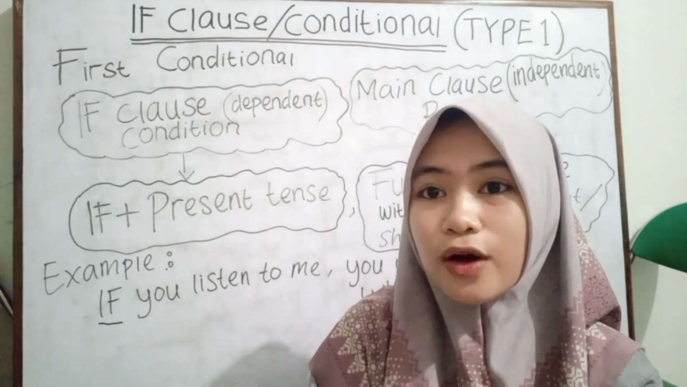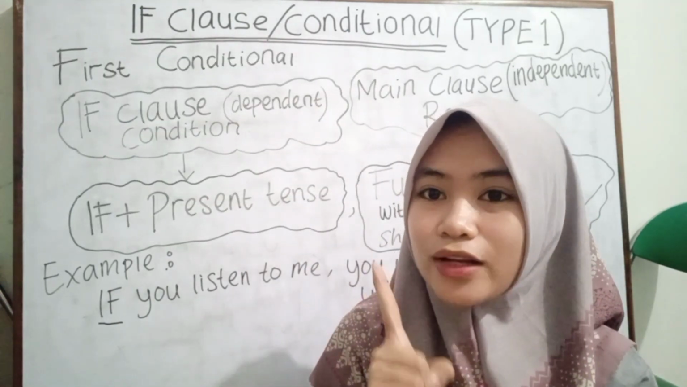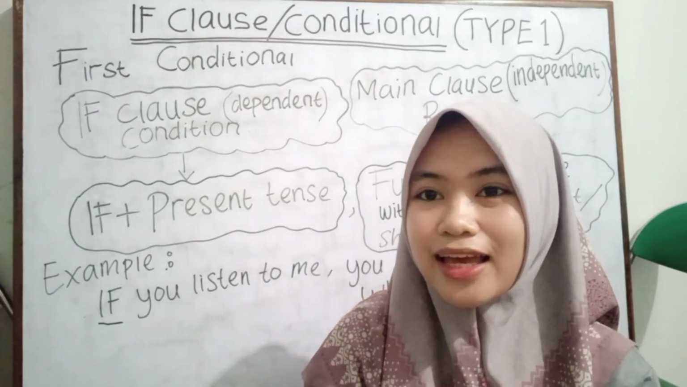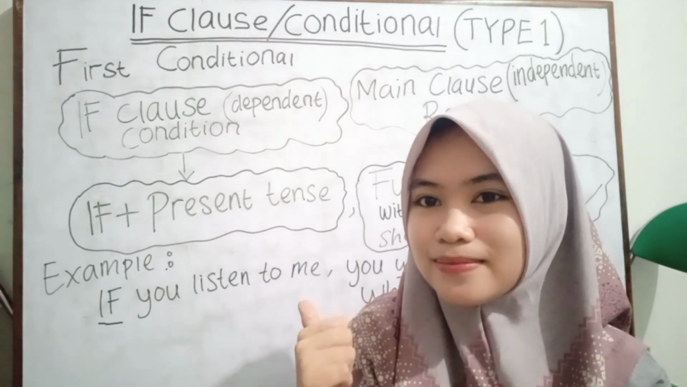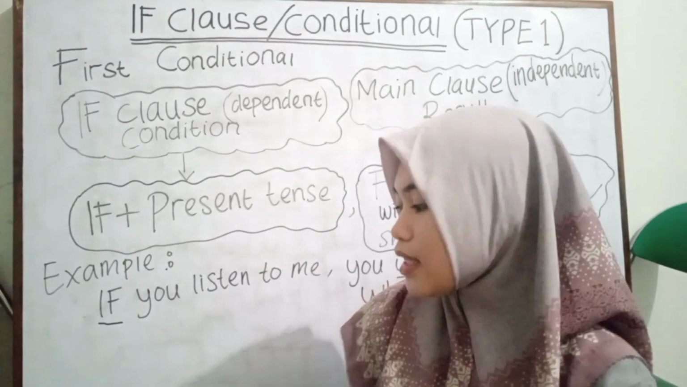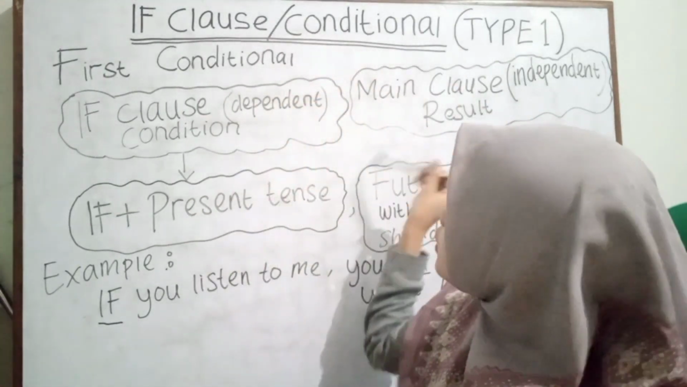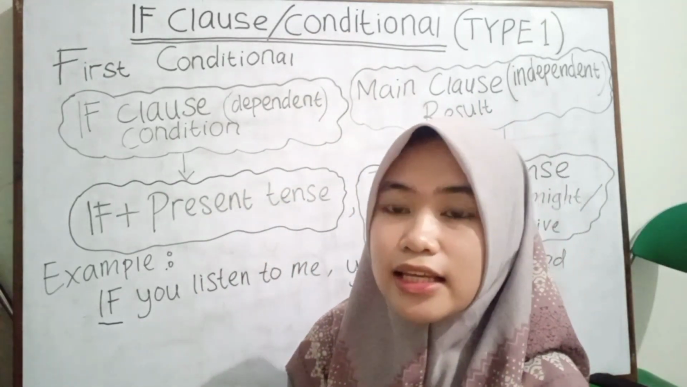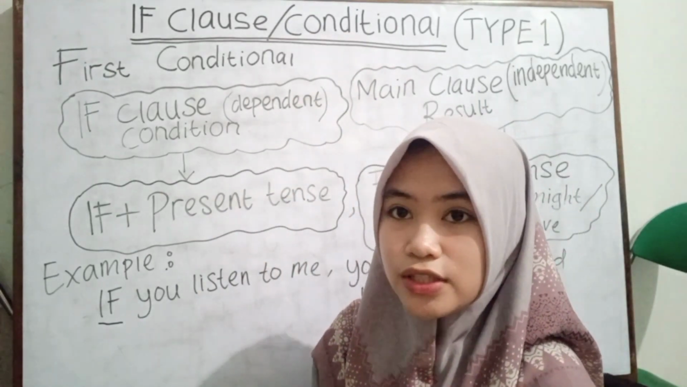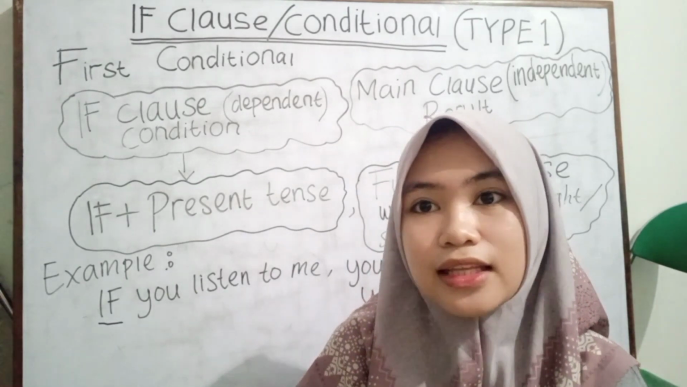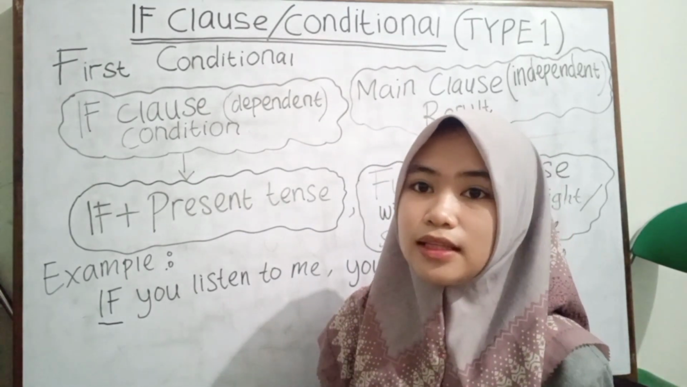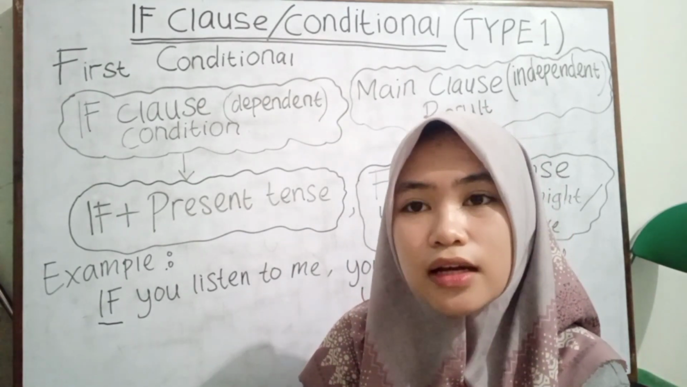But now I'm going to explain type 1 only. Okay, let's check it. Using type 1, the conditional sentence indicates a possible condition and its probable result. It means that the expected action depends on a condition.